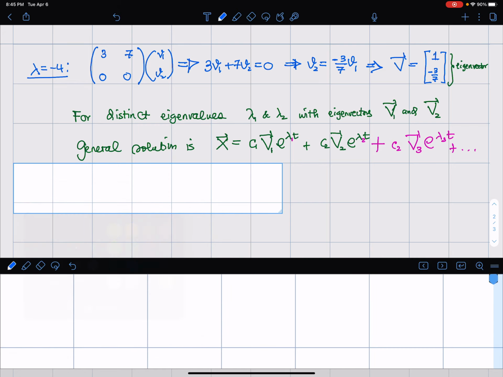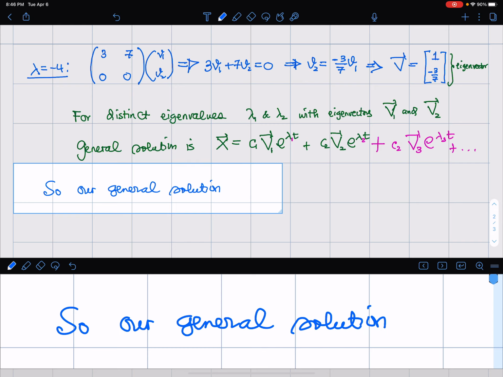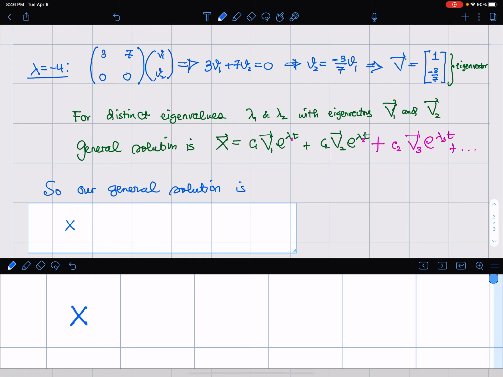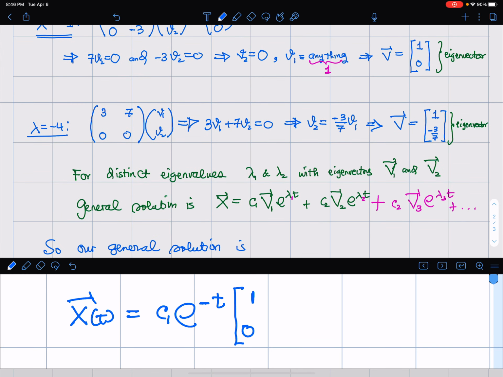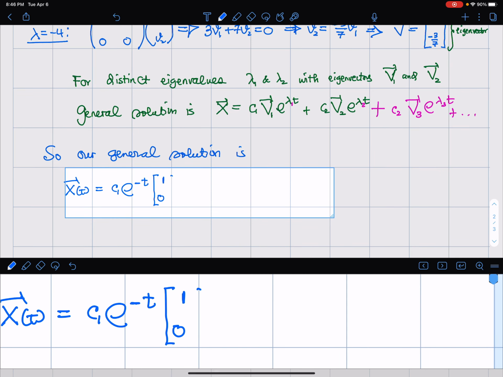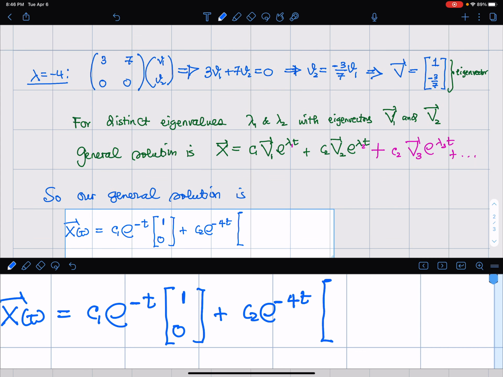So let's go back to our problem. Our general solution is x of t, x is a vector, C1 e to the lambda 1, which is negative 1, t, and the eigenvector corresponding to that is 1, 0, plus C2 e to the negative 4t, and the eigenvector corresponding to that is 1, negative 3 over 7.